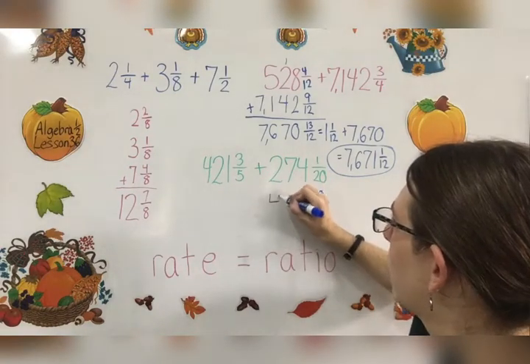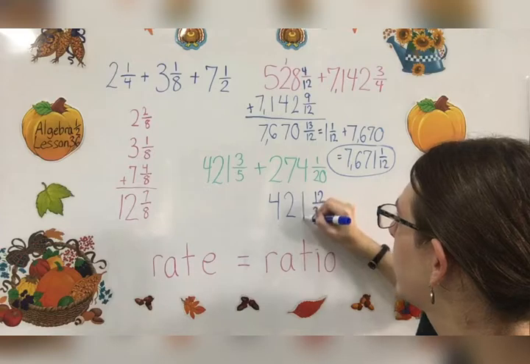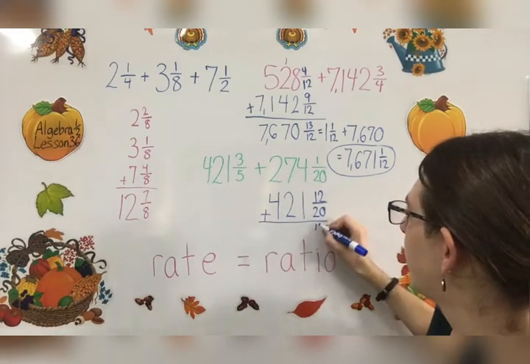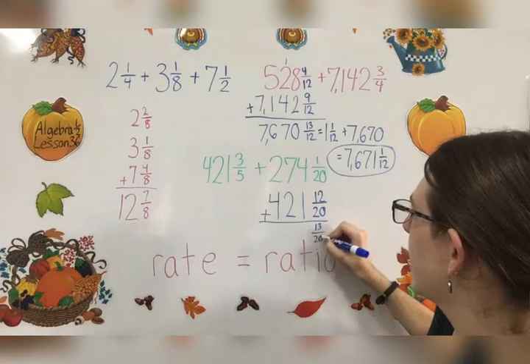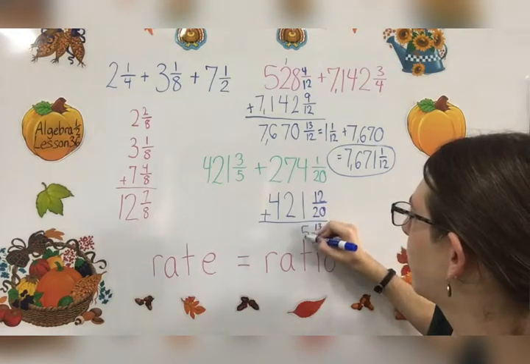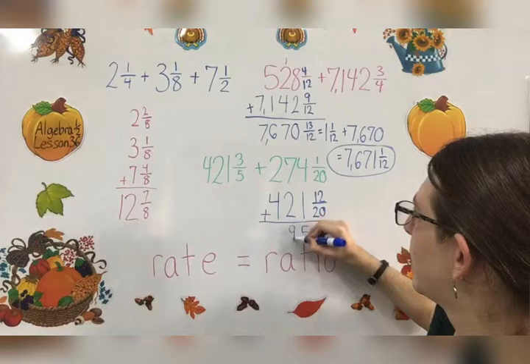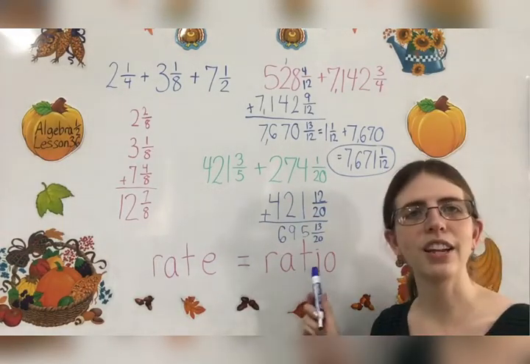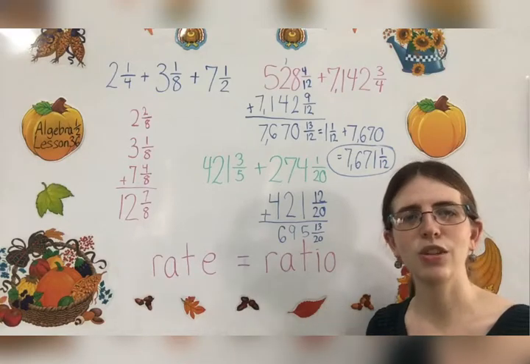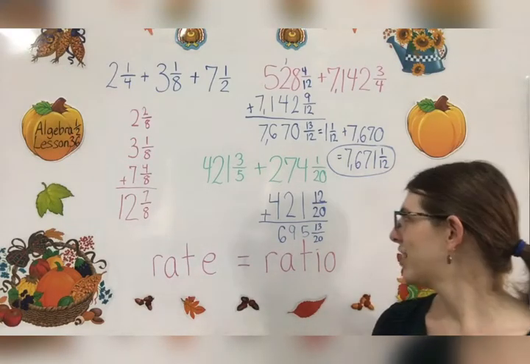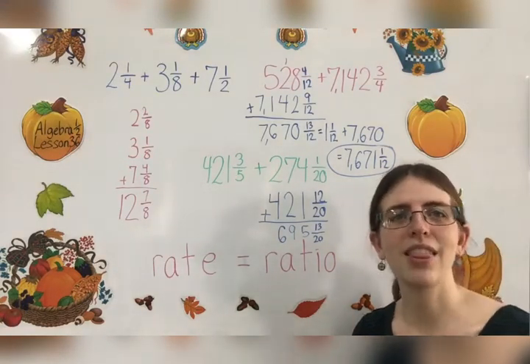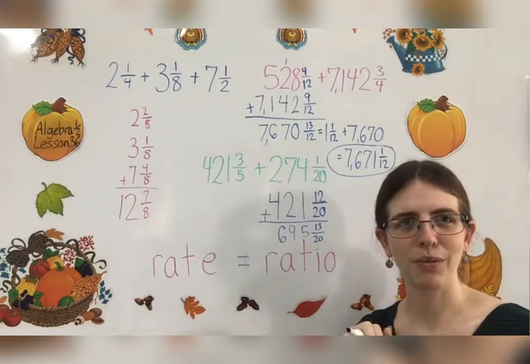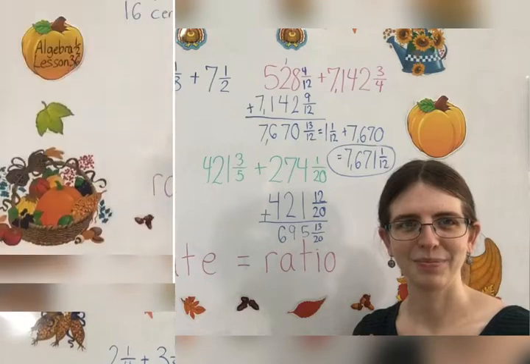Bring over my whole number, 421. And now I add 1 plus 12 is 13 over 20. 4 plus 1 is 5. 7 plus 2 is 9. 2 plus 4 is 6. So we have 695 13/20ths. And that's all that you've got. So that's the fraction portion of our lesson. Stay tuned for the rate portion of our lesson.